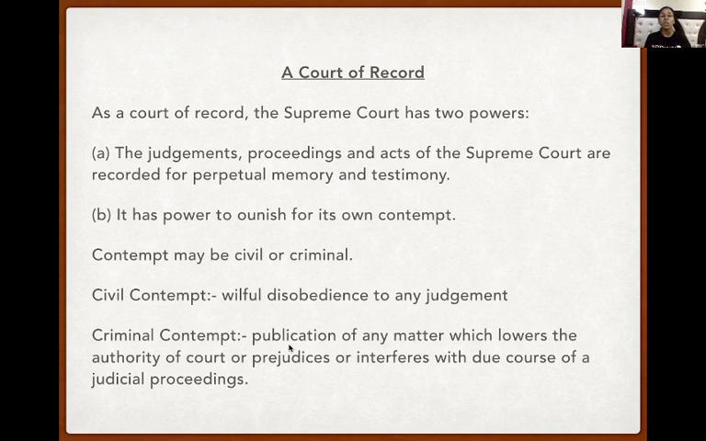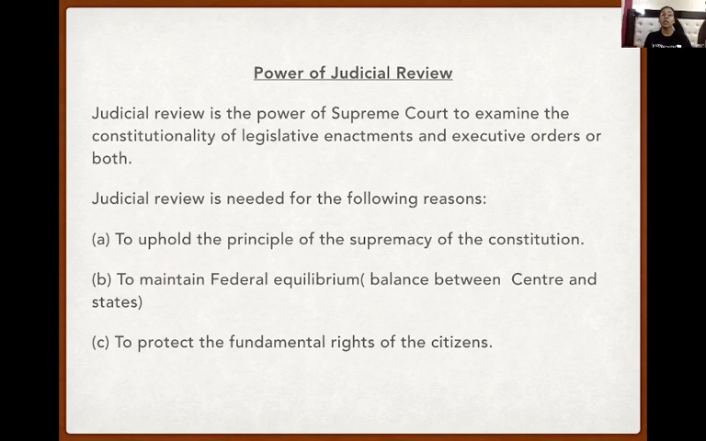I hope both the contempts are clear to you. So this was all about a court of record. Now the next is power of judicial review. So what is judicial review? You all know that whenever certain acts come into existence and if it is found invalid या फिर उससे किसी को कोई problem हो रही है, so it can be placed before Supreme Court to examine whether that particular act is constitutional or not. This is called the power of judicial review.